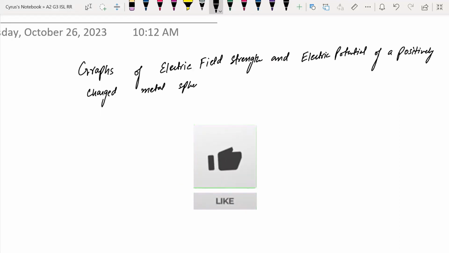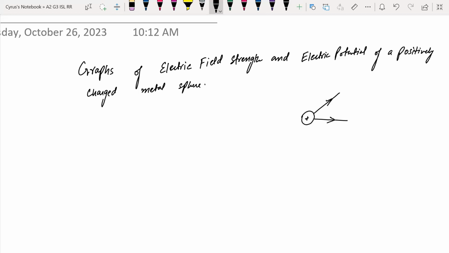So first of all, I'm going to talk about the electric field strength graph. So we have a solid metal sphere here. It is positively charged. The field lines are going to protrude like this, all the way like this. So first of all, I'm going to draw the electric field strength graph of this. It's a positive charge here.